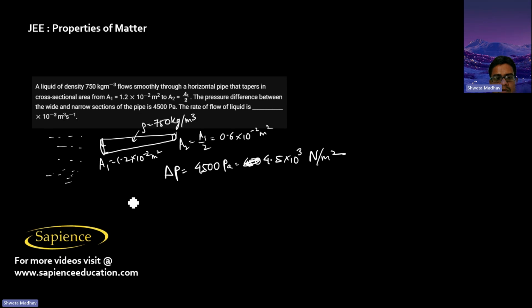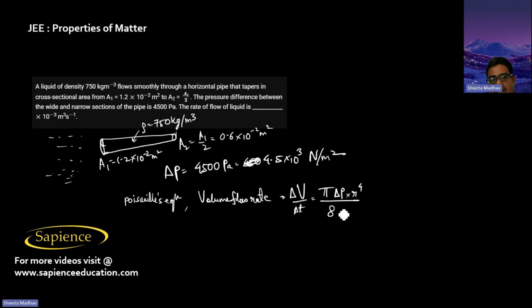So as we know, by the Poiseuille's equation, we can say that the volume flow rate, which means delta V by delta T, where V is the volume here, is pi delta P into R power 4 by 8 eta L.